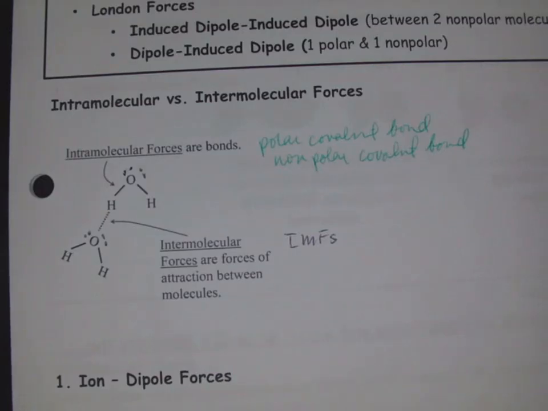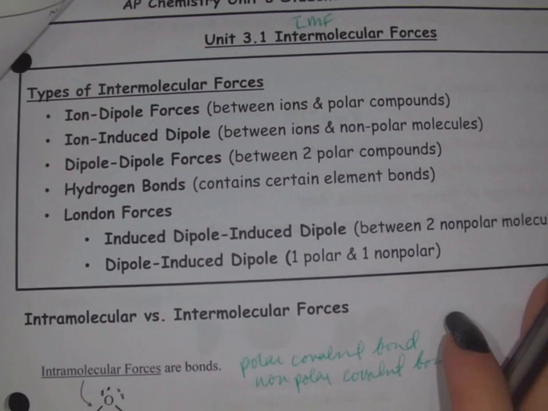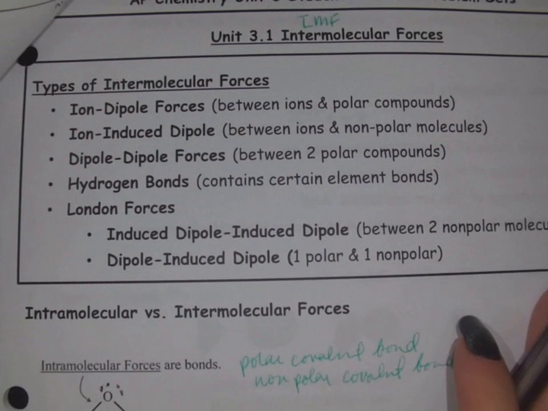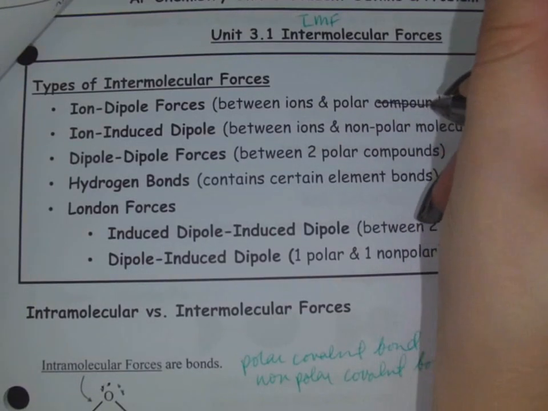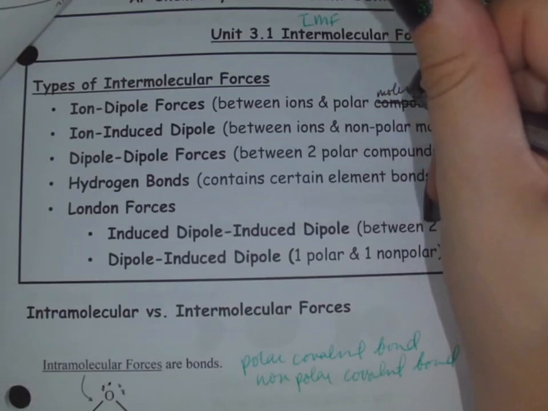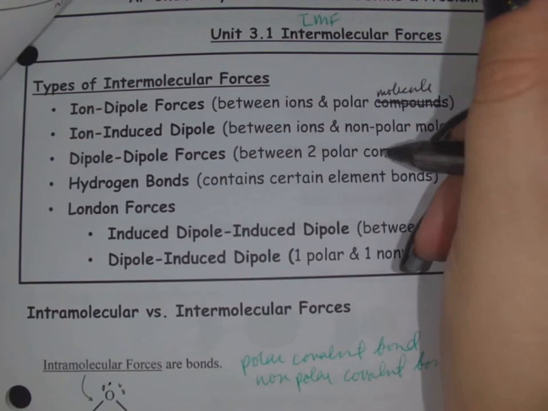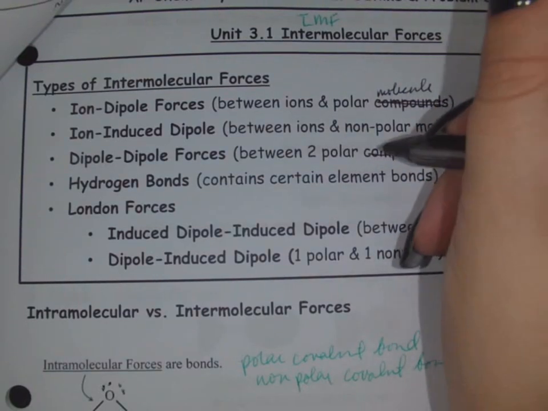A good chunk of the AP Chem test is these IMFs and being really familiar with them. And it's going to be based on identifying if something's an ion, if something is a polar molecule, or if something's a non-polar molecule. Because here's the different types that you need to be able to distinguish between. So if you have an ion and a polar molecule, oh, I said compound, this should be molecule.